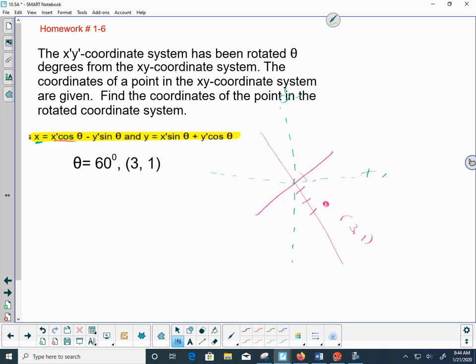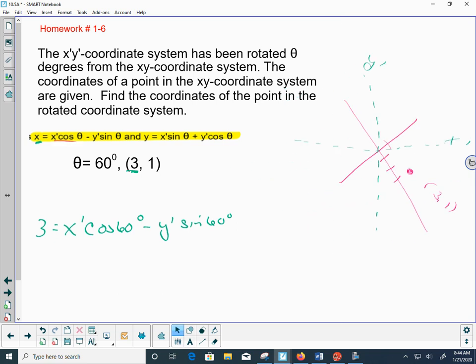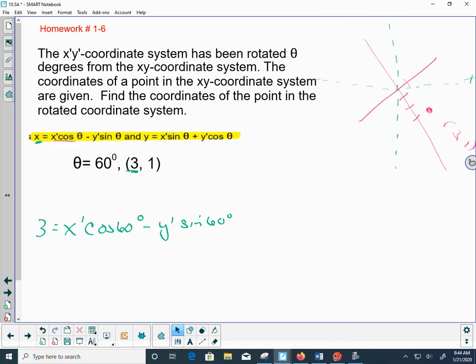So to find x, well, I know x. X is 3, right? So 3 is equal to the new x times the cosine of 60 degrees minus the new y times the sine of 60 degrees. That's one equation.